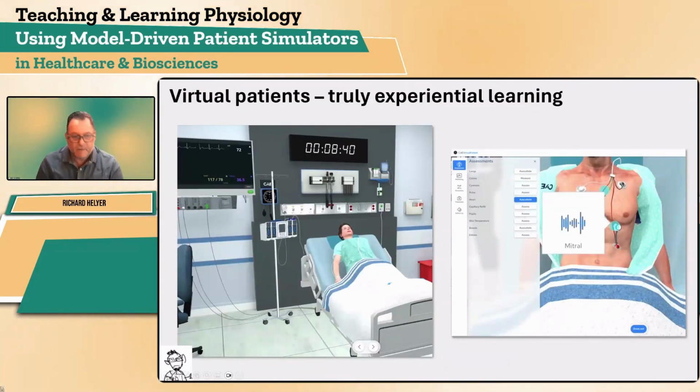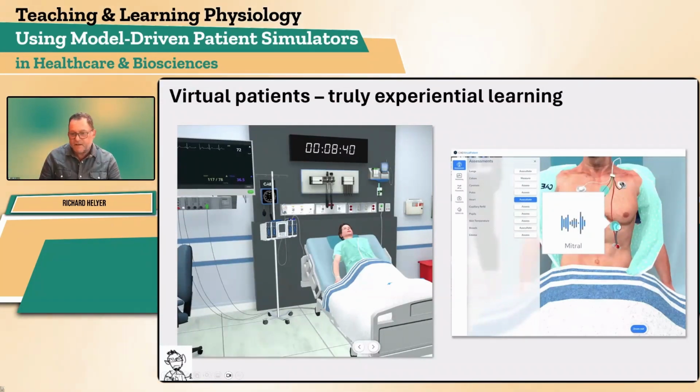The final thing I really want to say about virtual patients is, for me as a physiologist, this is the most exciting development. It's exciting for several reasons. One reason, as I've kind of alluded to, is that we can embed simulation-based learning in pretty much any program now.